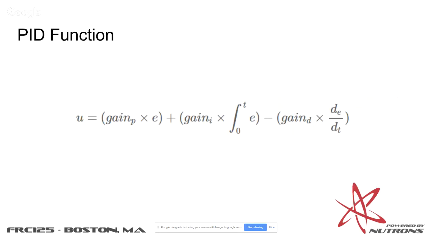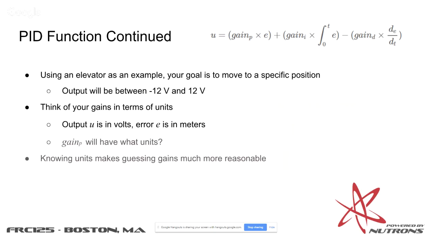This is what a PID function looks like. It's kind of weird to look at. Once again, it's your P gain times your error, plus your I gain times your integral term, minus your D gain times your derivative. This is a better slide to explain it.